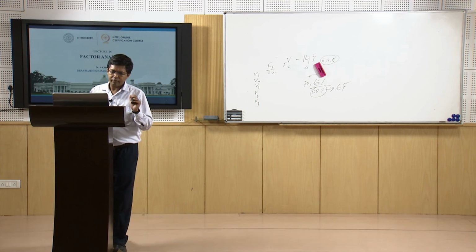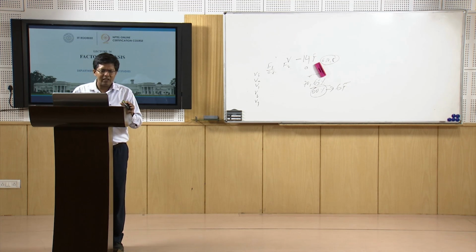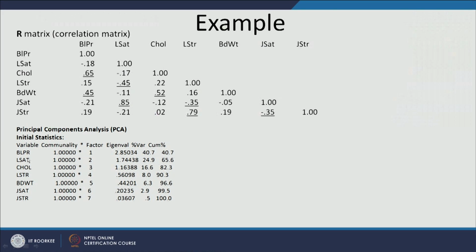This is the initial statistics which says these are the variables, and the communality and the eigenvalue are given to you. Now, let us look at how it is explaining. The variance explained by the first factor is 40.7, then 24.9, and it goes on, right. Now, at what point should we stop? The question is there, right.